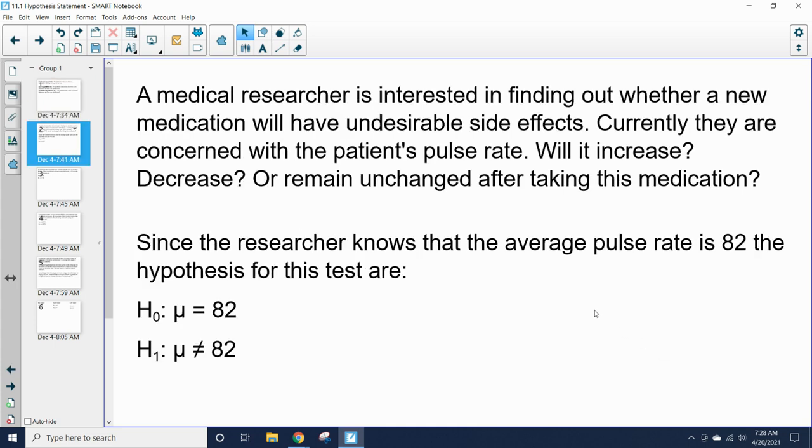All right, so let's look at some examples of writing down the null and alternative hypothesis from some scenarios.